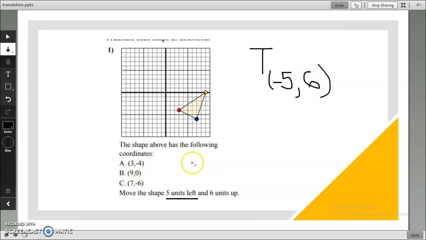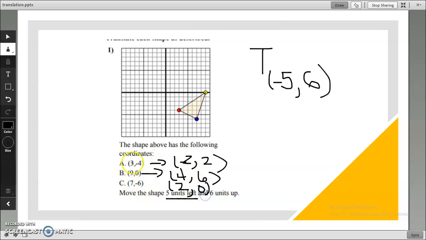So to each one of these coordinate points, I need to subtract 5 and add 6. Or I'm adding to each one, so adding a -5 and adding a +6. So when I transform here, I get -2, 2. Transform here, I get 4, 6. And when I transform here, 7 plus -5 gives me 2. And -6 plus 6 gives me 0.